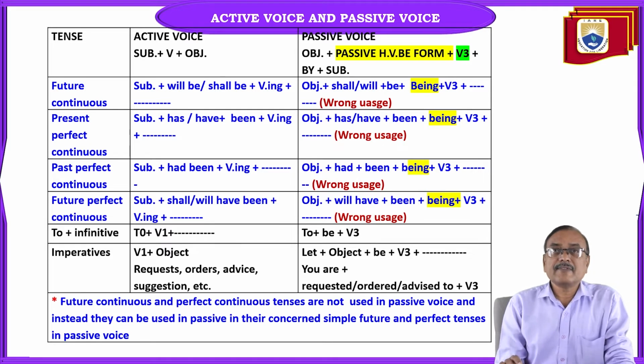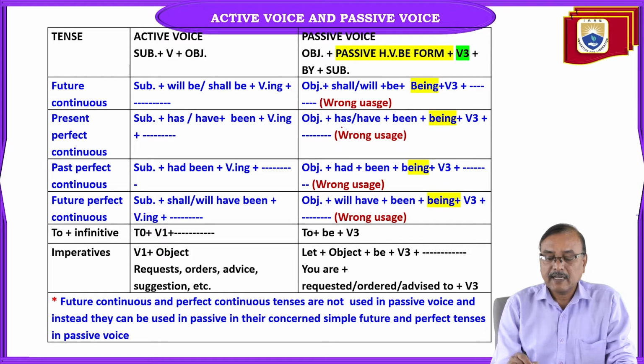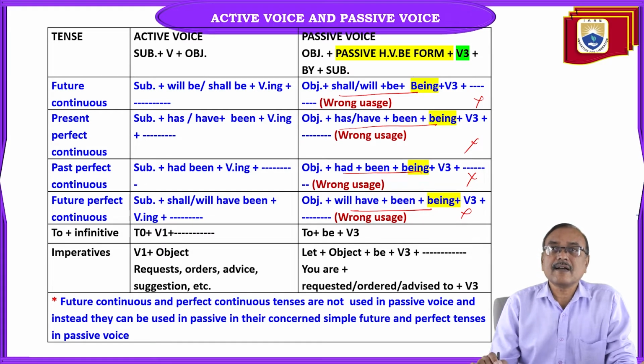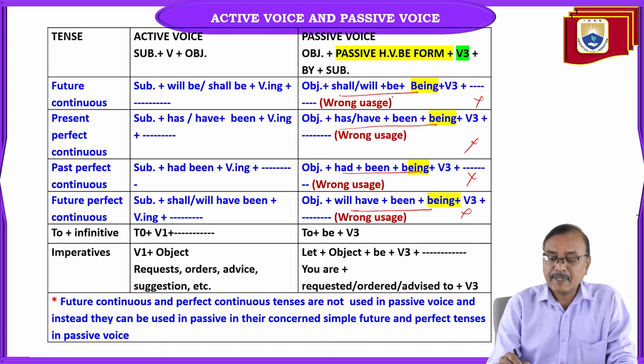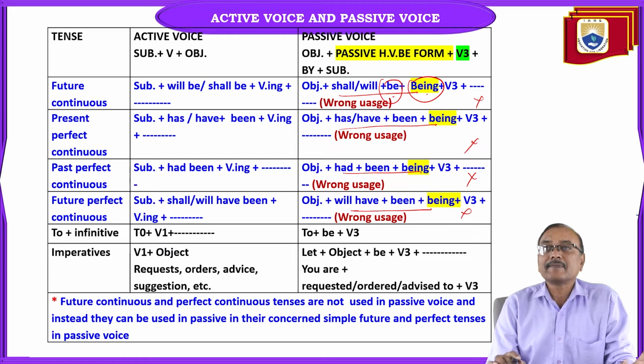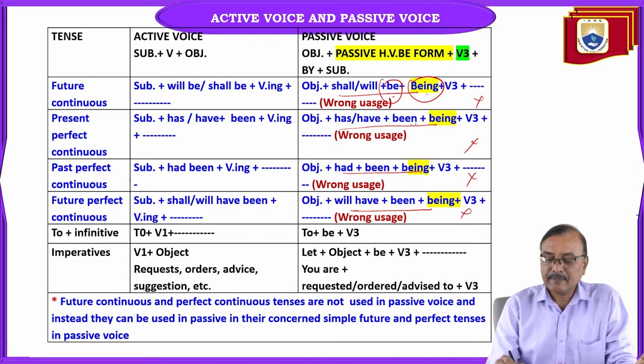Here, generally we don't use passive voice in future continuous or perfect continuous tenses. We don't use them here. Generally, this is wrong. Why is it wrong? Here, being and be are both be forms only. So, two be forms, being, being, like that, these are not used here.